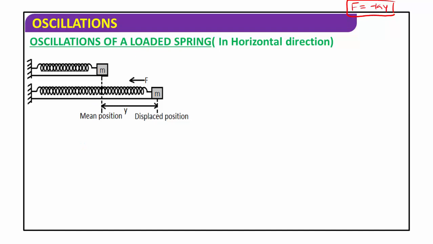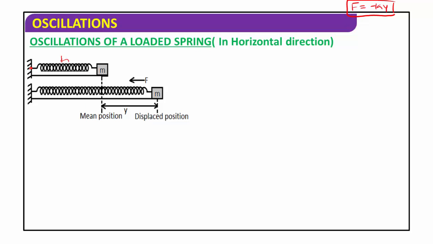Here in this class, I am going to explain the oscillations of a loaded spring in the horizontal direction. Using this concept, we can calculate the time period and the frequency of oscillation due to this loaded spring in the horizontal direction. Here I consider the spring constant as k. One end of the spring is attached to a rigid support and the other to a block of mass m.